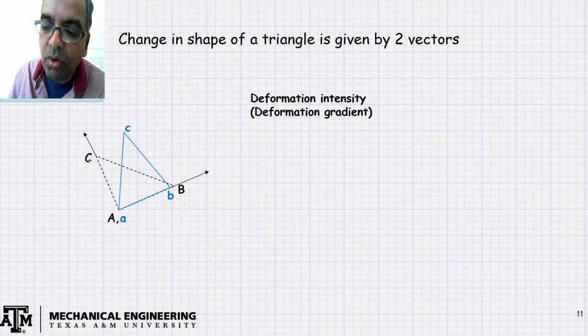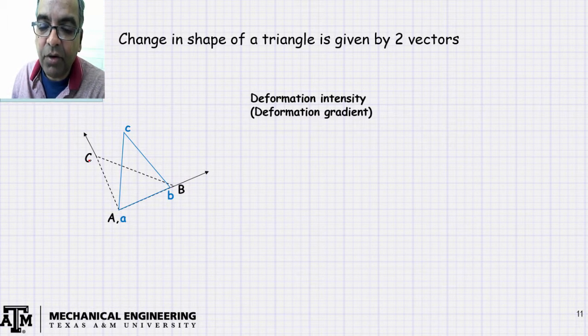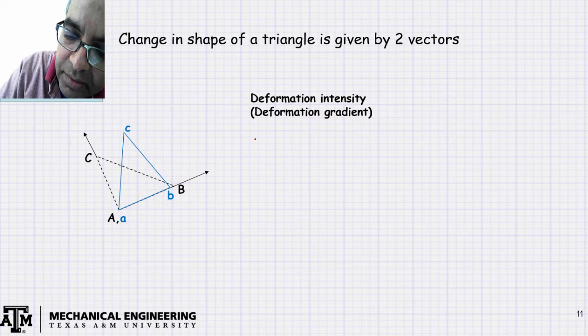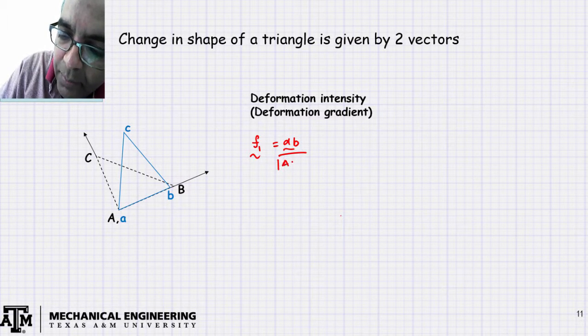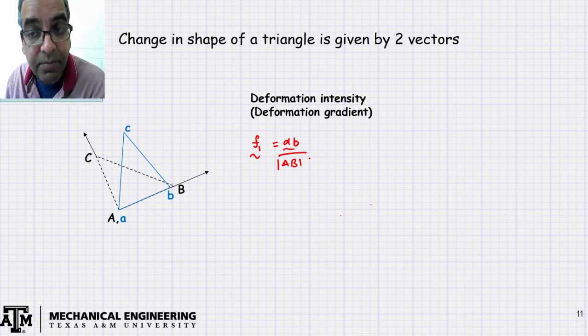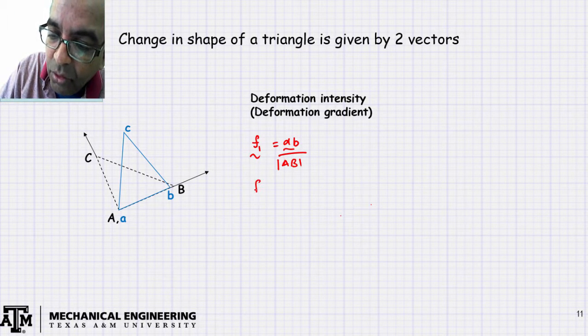So now deformation gradient is given by two vectors. I'm going to call it F1 vector: AB vector divided by magnitude of capital A, capital B. So this is current vector divided by original length. F2 is given by current vector AC divided by original length.